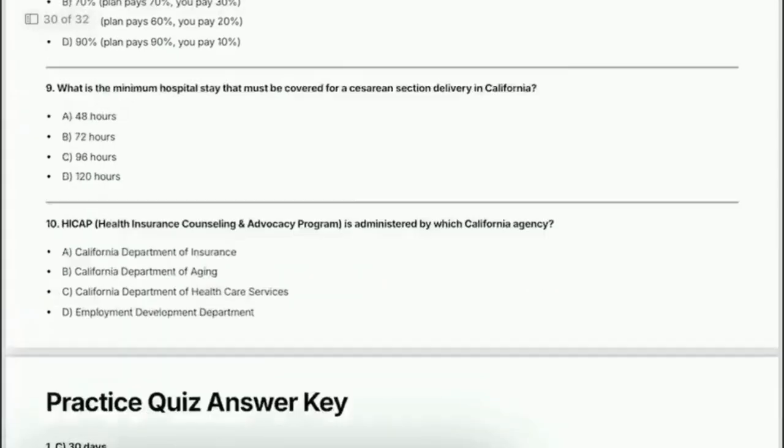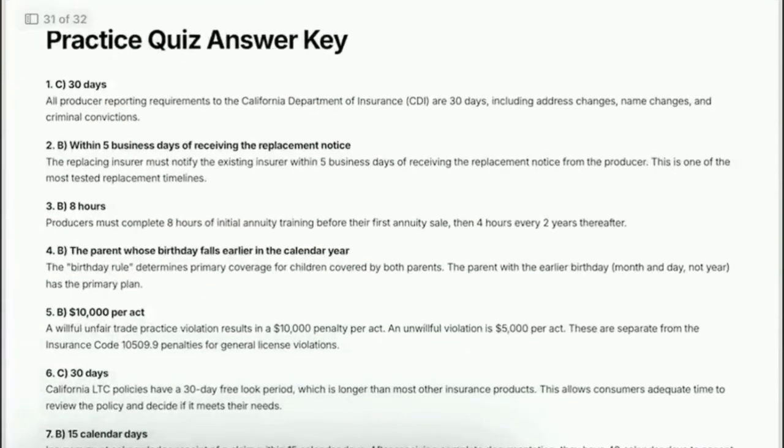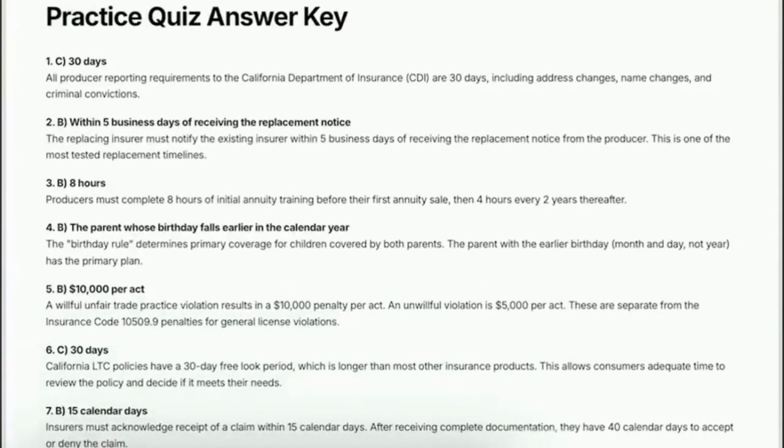Number 2, 5 business days of receiving replacement notices. Remember, 5 and 5 for replacement. 5 business days of notifying the insurance company, and you must keep records on file for 5 years.